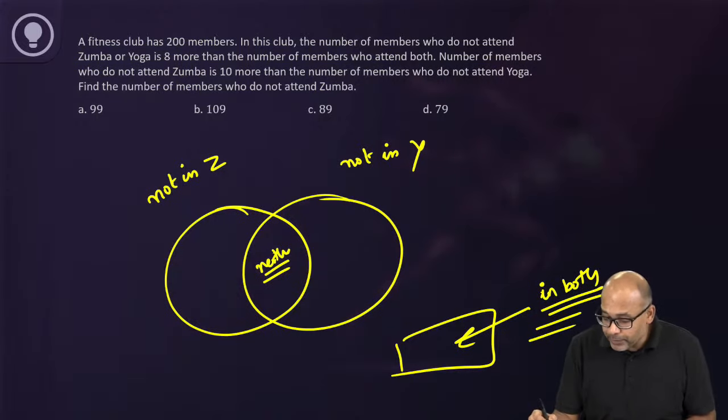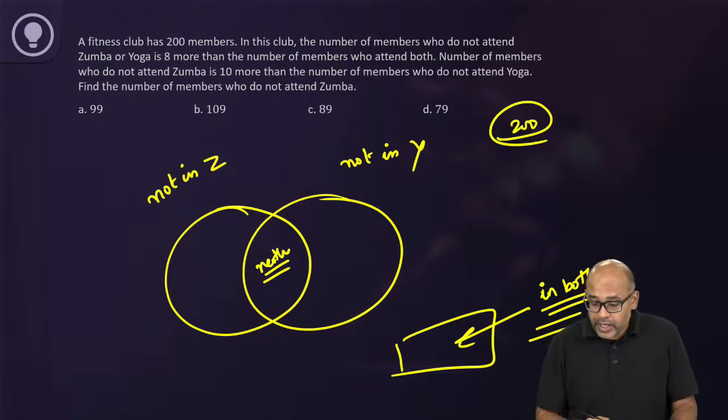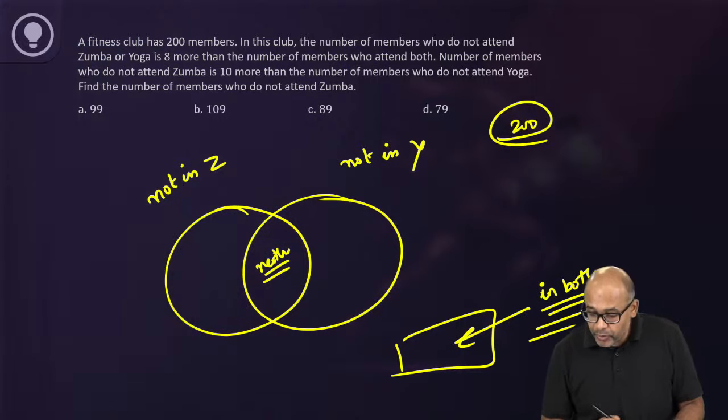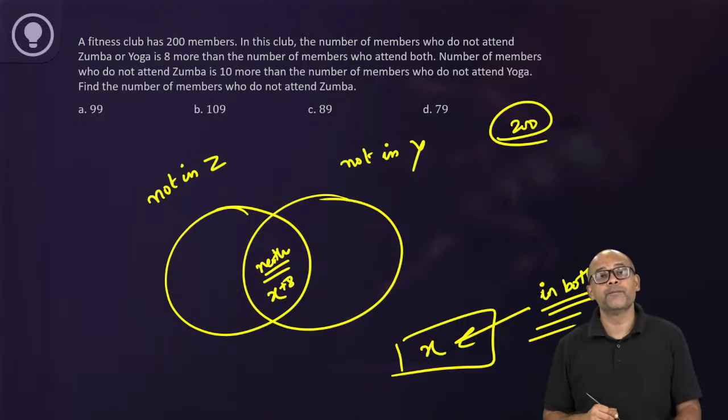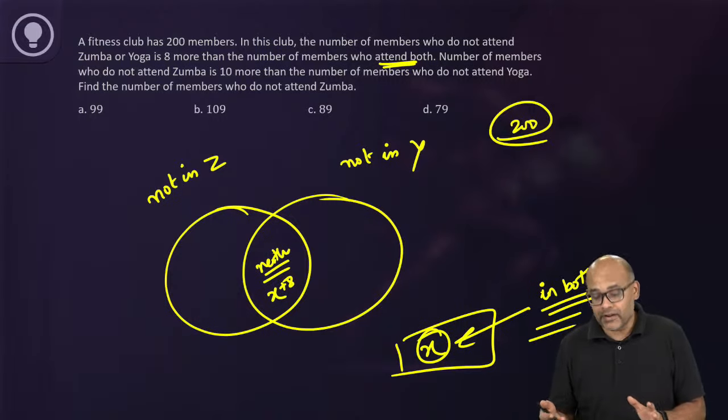So now total people are 200 members. Total are 200 members. Okay. Number of people who do not attend Zumba or yoga is 8 more than the number of members who attend both. So number of people who do not attend Zumba or yoga, let's say this is X. It is 8 more, so let us say this is X. So this will be X plus 8. Okay. Is 8 more than the number of people who attend both. So number of people attending both outside is X. I will take neither is X plus 8.